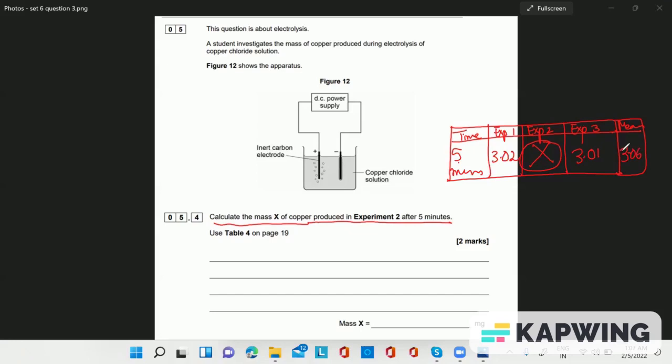So we have to find the value of this X. How will we find it? (3.02 + X + 3.01) divided by 3, that is the mean of the masses of copper obtained in experiments 1, 2 and 3, equals 3.06. So if we try to find the value, it will be (6.03 + X) divided by 3 equals 3.06. Solving for X, 3.15 milligram.